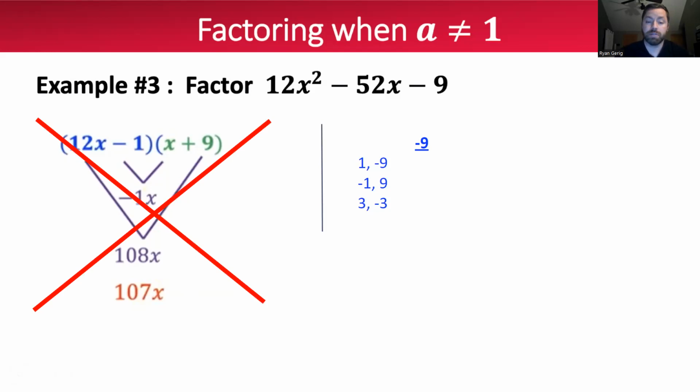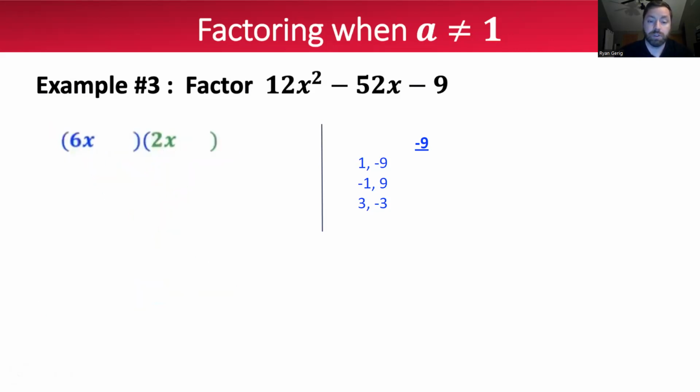You might think, let's try 3 and -3. Now, if I put 3 next to 12x, there's a GCF there. If there's a GCF, it does not work. It's not right. So we know 3 and -3 will not work here. So let's move on. X and 12x is not our right combination.